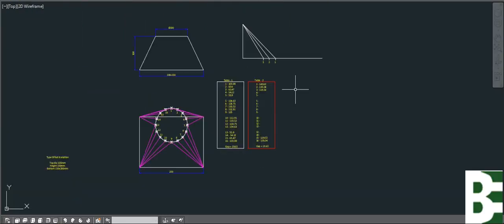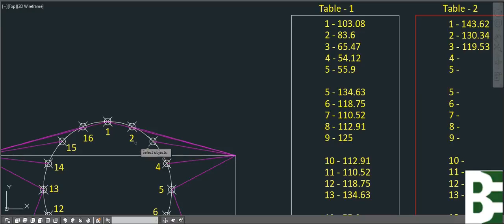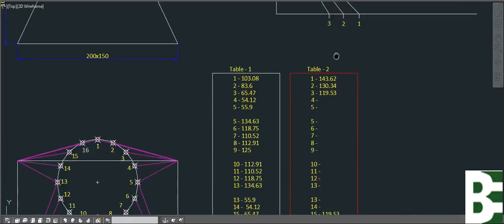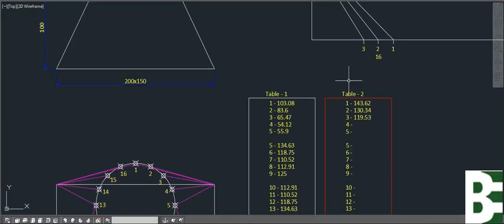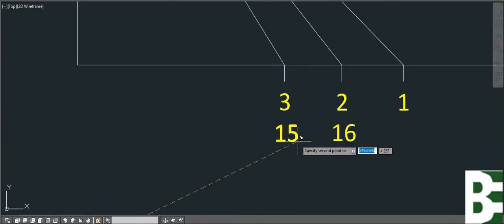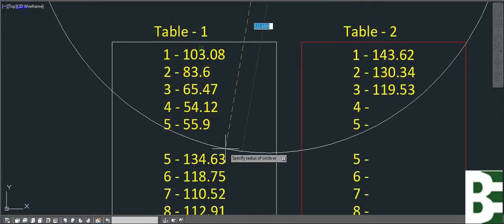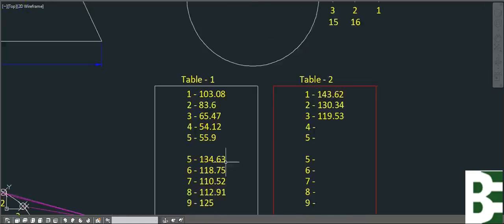That's why don't waste the time, just mark up there. This 2 and 16 are same, 3 and 15 are same. And now number 4, what is number 4? 54.12.